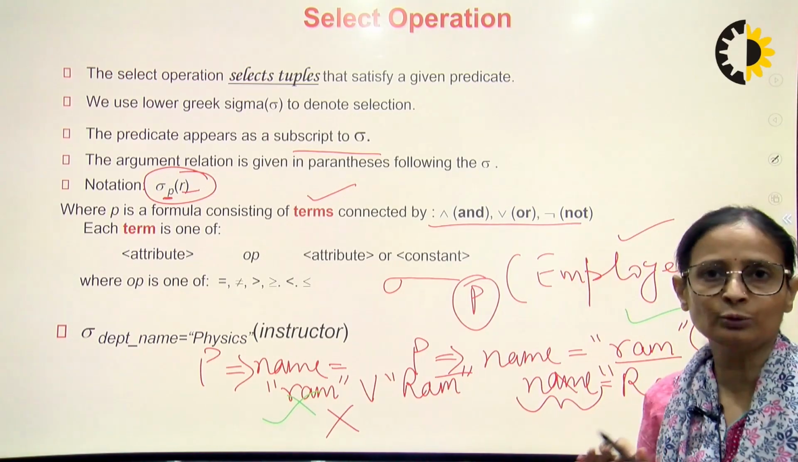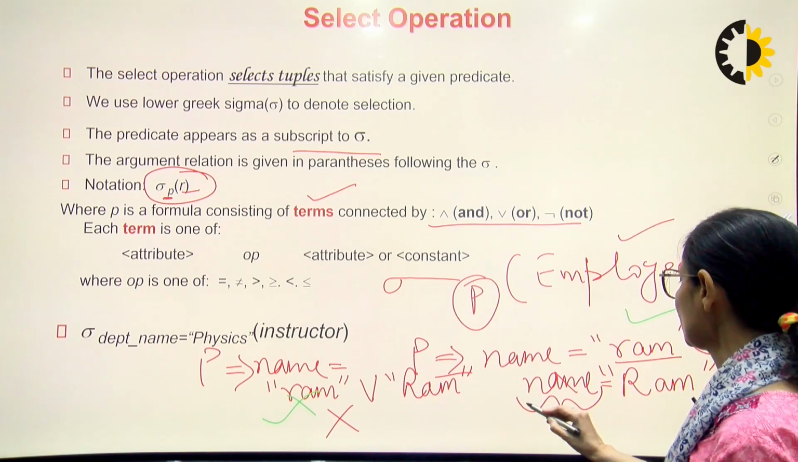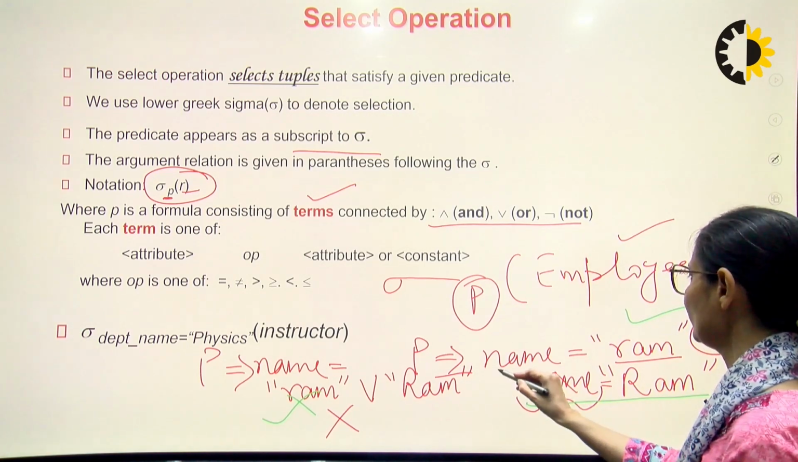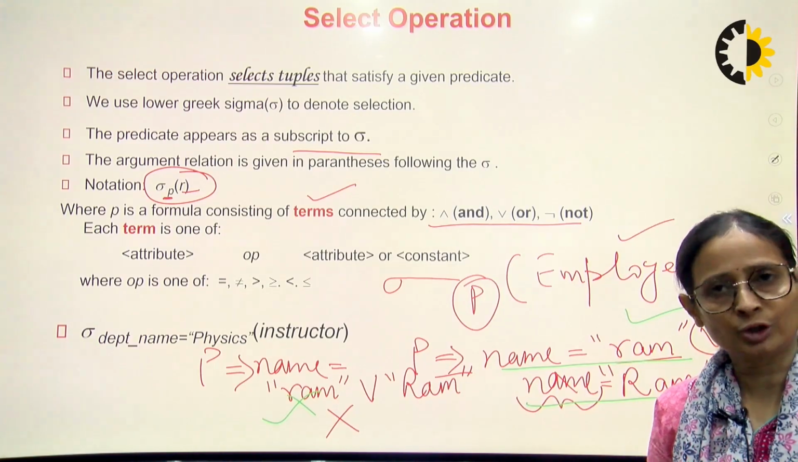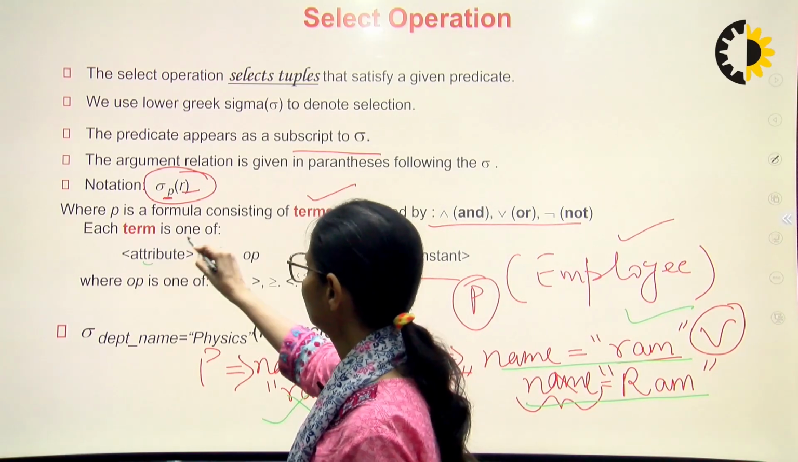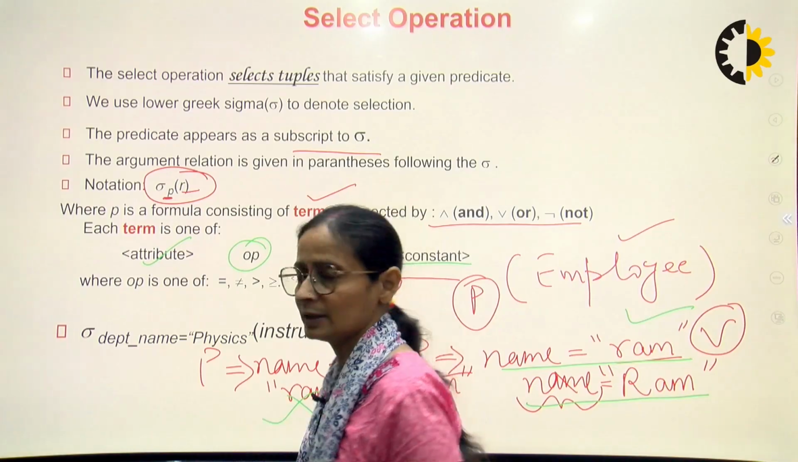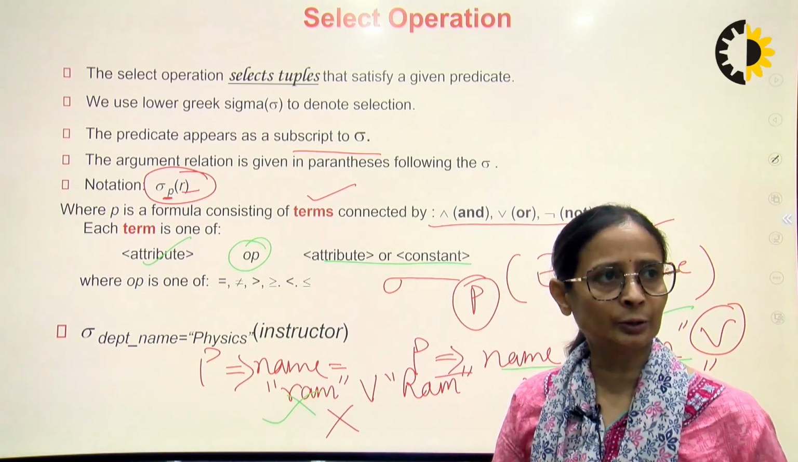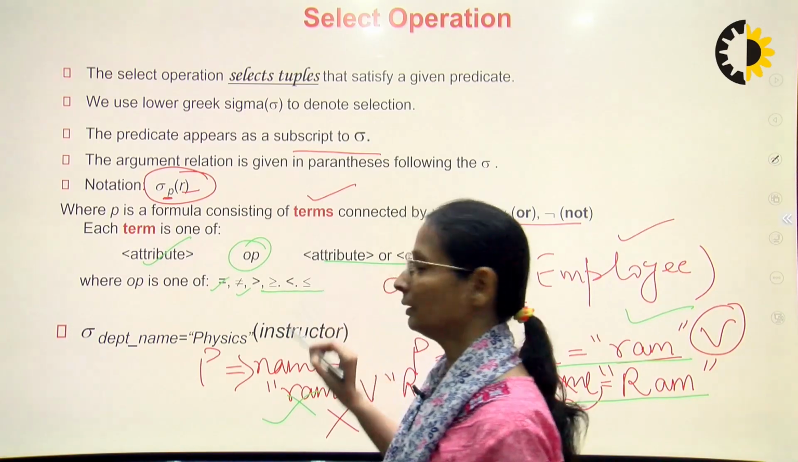So whenever you are using the or, and or not operator, always give the column name with each and every condition which you want to check. So attribute, then operator, then attribute or a constant, where the operator could be equal to, not equal to, greater than, and so on.